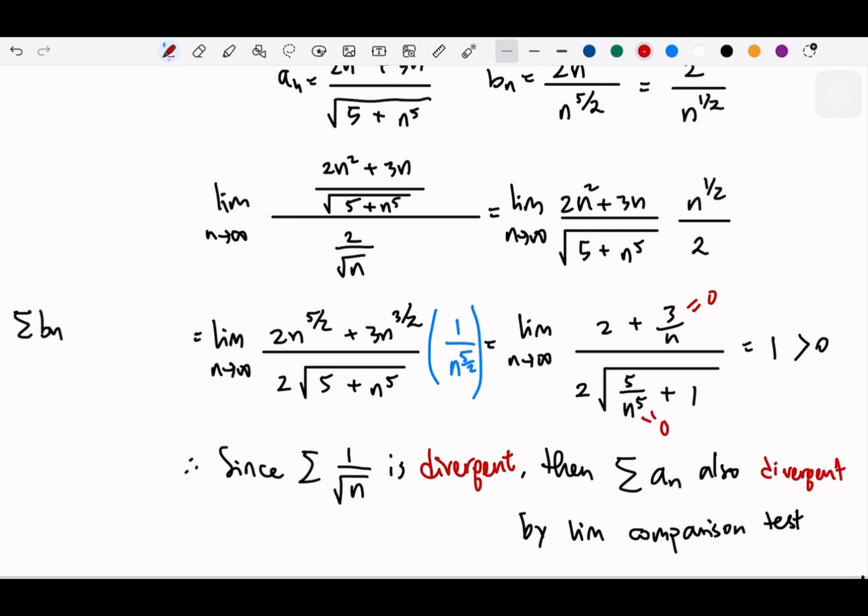And sometimes it also works if there is a trigonometric function like sine or cosine, especially in absolute value. We can compare directly because cosine and sine range from -1 to 1, so they are in between. But if the trigonometric is in absolute value, it will be between 0 and 1. So we can compare with other p-series or geometric series.